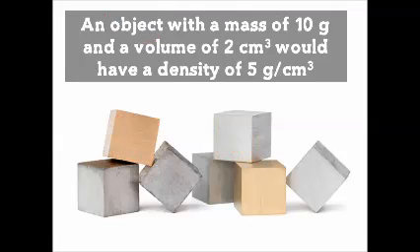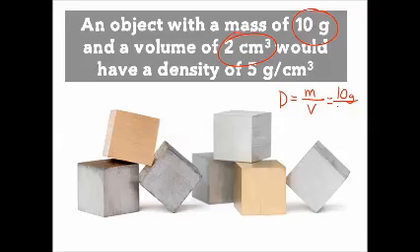We can actually calculate the density of an object by taking its mass and dividing that by the volume. So if we had something that had a mass of 10 grams and a volume of 2 cubic centimeters, we could take density equals mass divided by volume, get 10 grams divided by 2 centimeters cubed, we end up with 5 grams per centimeters cubed.